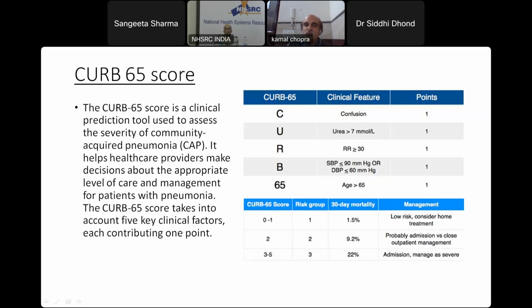If the CURB score is 2, means 2 out of these 5 factors are present, risk group becomes 2, and 30-day mortality increases to 9.2%. Probably admission or close outpatient management. So either the patient should be admitted, or if on OPD, we should closely monitor the patient. A score of 3 to 5 means either 3, 4 or 5 points are there out of these 5. Risk group is 3. 30-day mortality reaches up to 22%. So 1 in 4 patients we are going to lose. Such patients need admission. They are managed maybe without ICU or with ICU. Mostly we require ICU. So this CURB-65 score guides us how to manage.